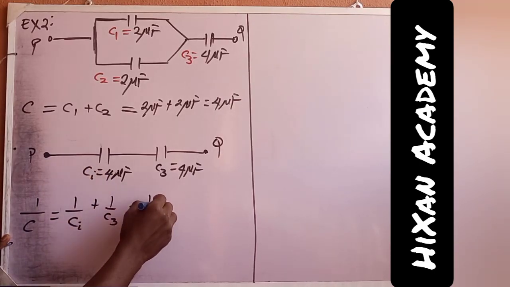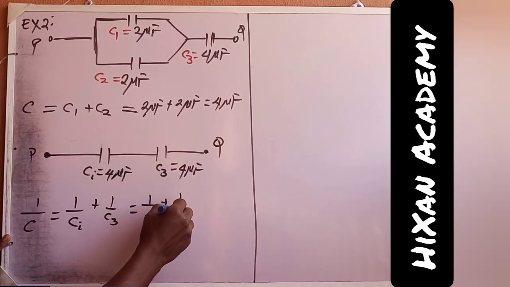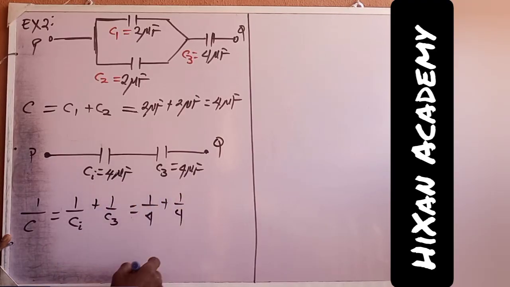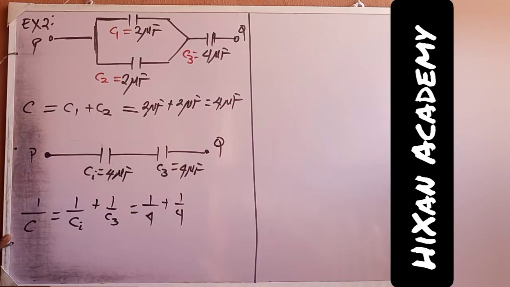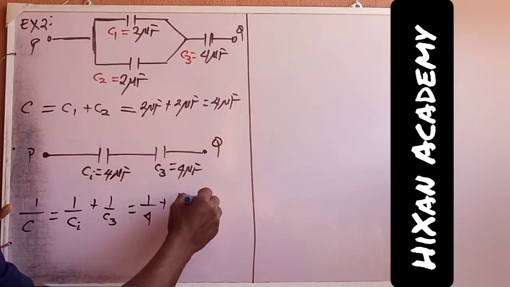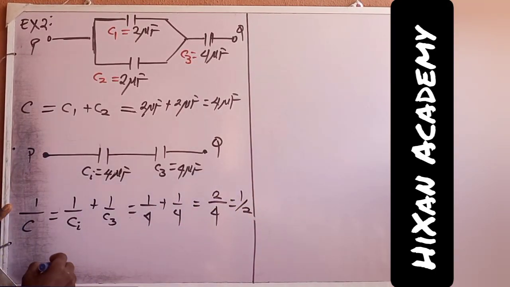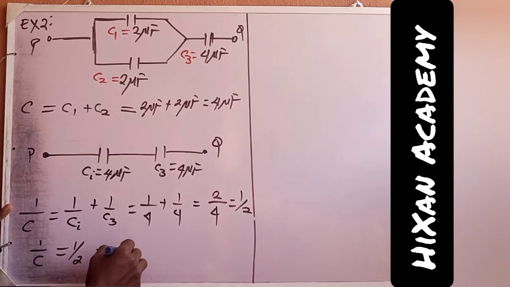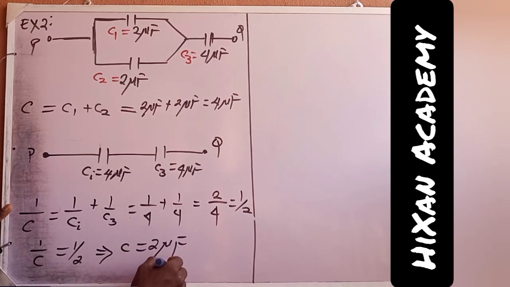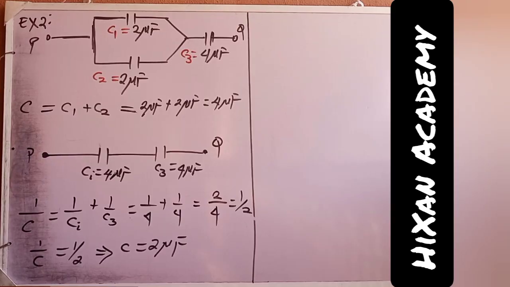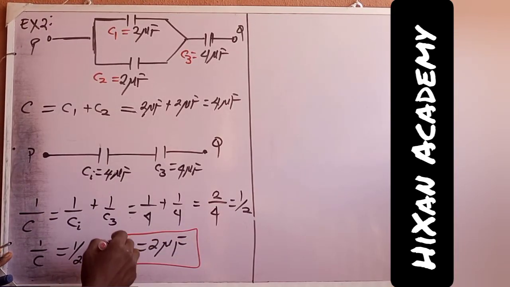On substitution, that will be 1 upon 4 plus 1 upon 4. We have 1 upon 4, 1 upon 4, and that is a similar fraction. So that gives us 2 upon 4, and that is 1 upon 2. So 1 over C is 1 upon 2, and that implies that C is 2. So C is going to be 2 microfarad. So the effective value for this network is 2 microfarad.